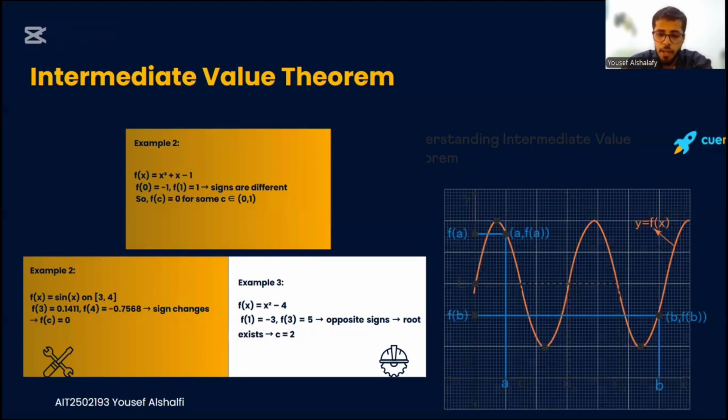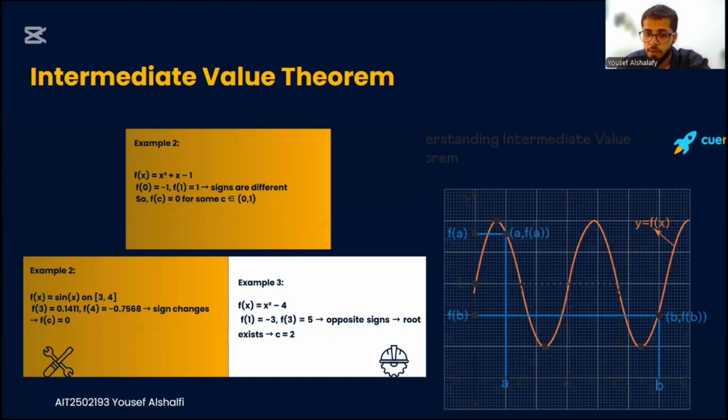Let's see example number 3, which is a quadratic function. The function is f(x) = x^2 - 4. This is a simple quadratic function. When we plug in x as 1, we get a negative solution, which is minus 3. And when we plug in 3, we get a positive solution, which is 5.